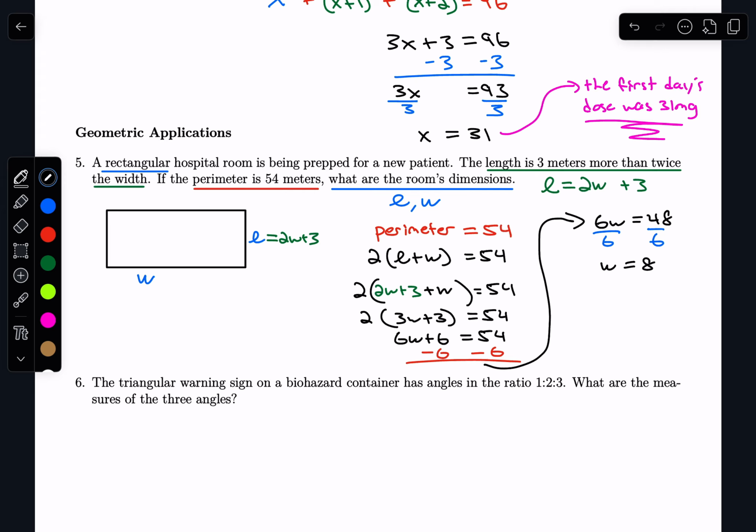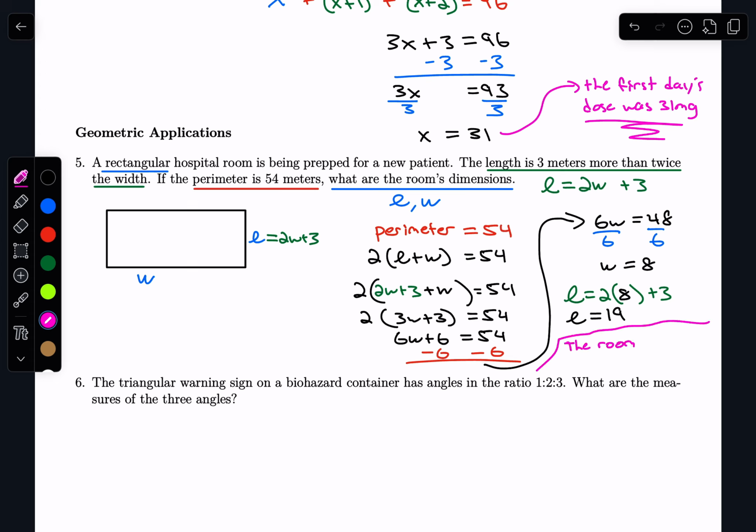But that's not the question. It says, what are the room's dimensions? So I now have to use the fact that L, or length, is equal to 2W plus 3 to solve for the length. So I'm now going to say that length is equal to 2 times that result I just got, which is 8, plus 3. Okay, I'm going to plug the W into the length formula. This is going to simplify to be L equals 16 plus 3, which is 19. And so I now have both the length and the width, so we can go ahead and interpret our result.